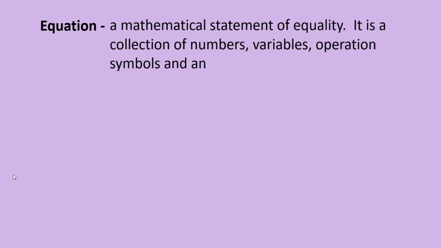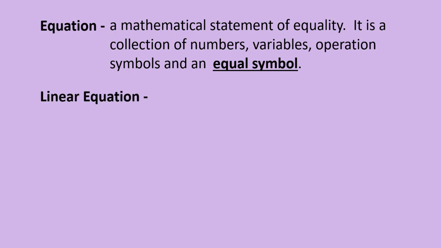An equation is a mathematical statement of equality. It's a collection of numbers, variables, operation symbols, and most importantly, an equal symbol. If it doesn't have an equal symbol, then it's simply an expression. But the equal symbol makes it an equation.